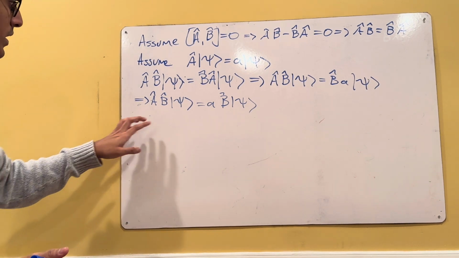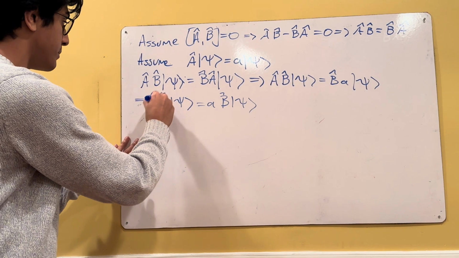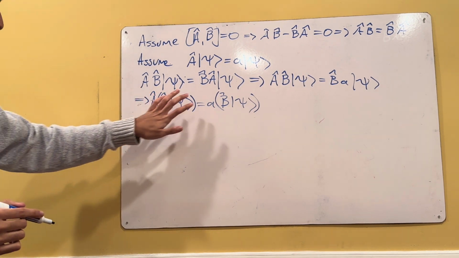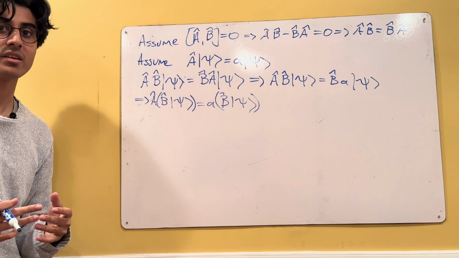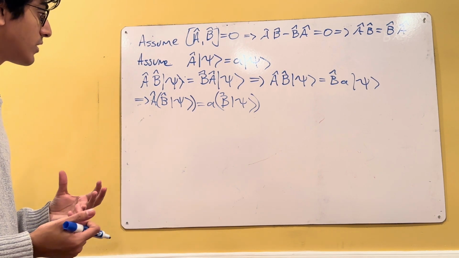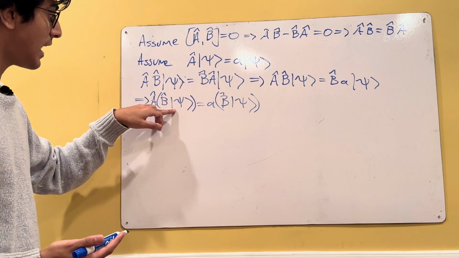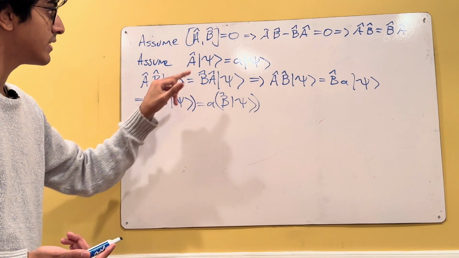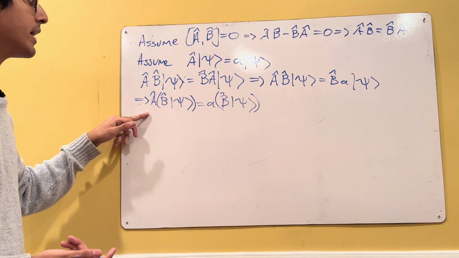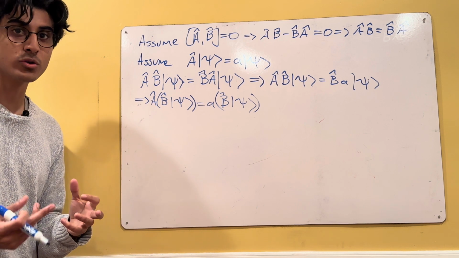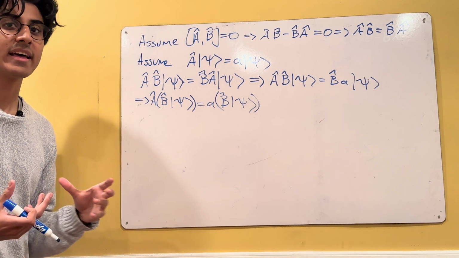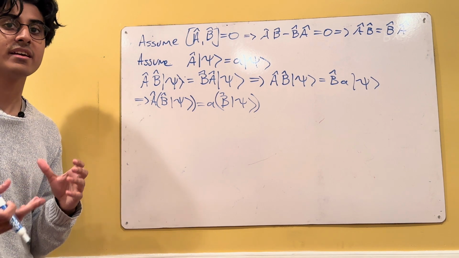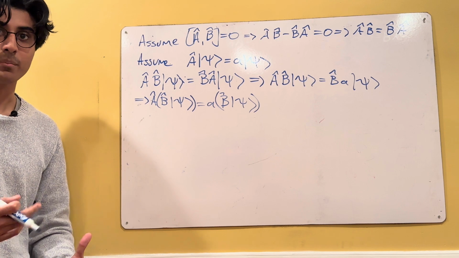Now what are we seeing here? You may notice that this B psi is appearing on both sides here, and we have our operator A, and we have a scalar in the front. What does this look like? It looks like an eigenvalue equation. So we know that B psi is an eigenvector of the operator A, but we were given that psi is an eigenvector of the operator A. So what B has to be doing is just scaling the vector psi by a certain amount. In other words, psi is also an eigenvector of the operator B.